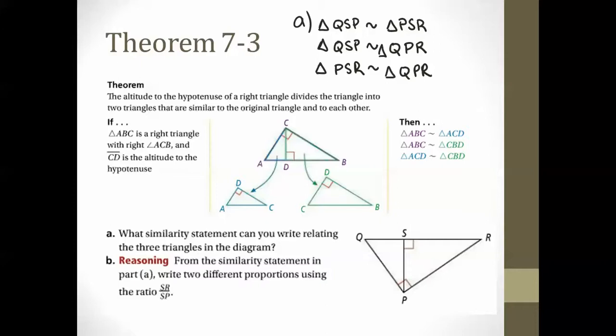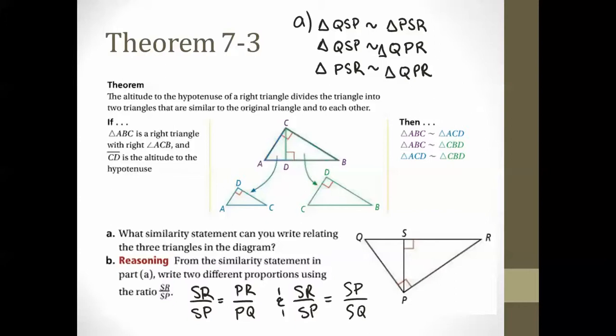Part B. From the similarity statement in Part A, write two different proportions using the ratio SR to SP. So what I'm looking at is the long leg SR of the medium triangle over the short leg SP of the medium triangle. So if I'm going to compare long leg to short leg, I would have to compare it to the long leg and the short leg of another triangle.